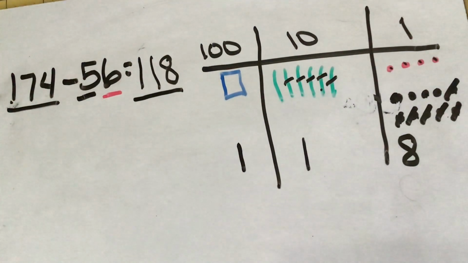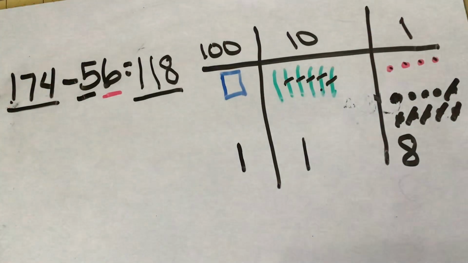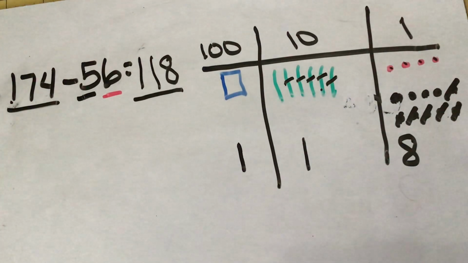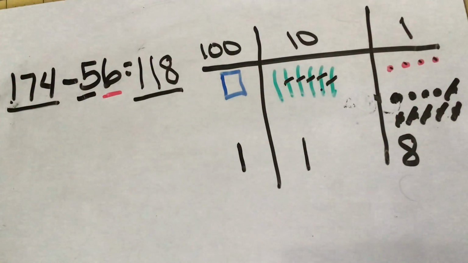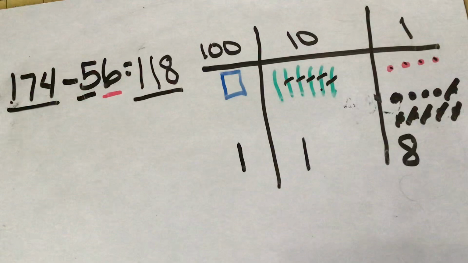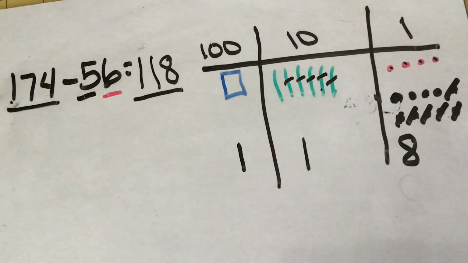All right, friends, now it's your turn to try some. Remember, to decompose, we start to build the big number first. Then we make sure we have enough ones. Decompose a 10 if we need to. Then we make sure we have enough tens. Decompose 100 if we need to. Always build the bigger number or the whole number.